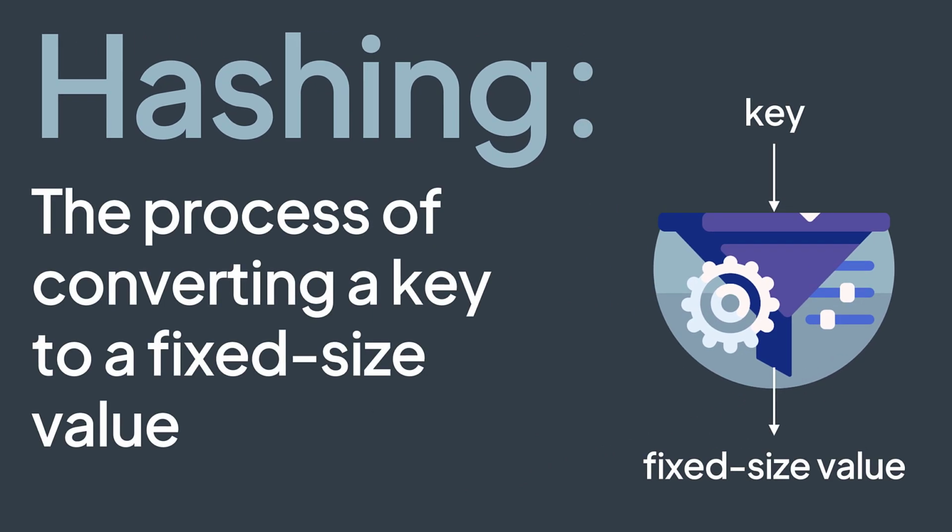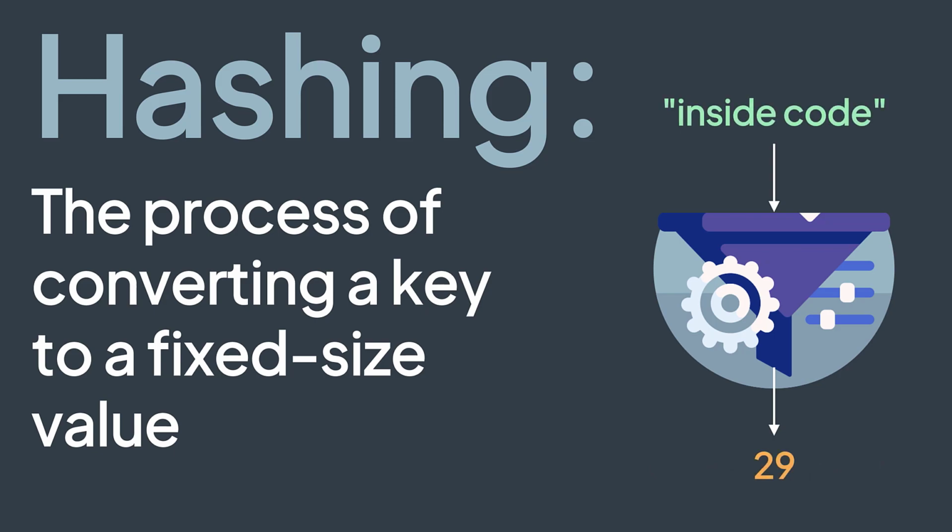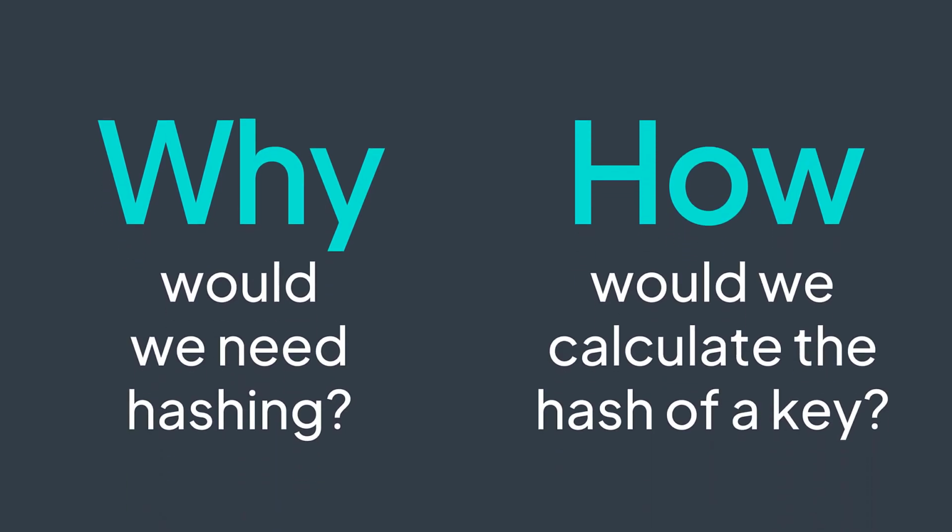What is hashing? Hashing is simply the process of converting a key to a fixed size value. For example, the key can be the string "inside code". It gets converted, for example, to the number 29. The result of this conversion, the result of hashing, is called a hash. Two questions may come to your mind right now: why and how? Why would we need hashing, and how would we calculate the hash of a key? For example, how did we go from the string "inside code" to 29?